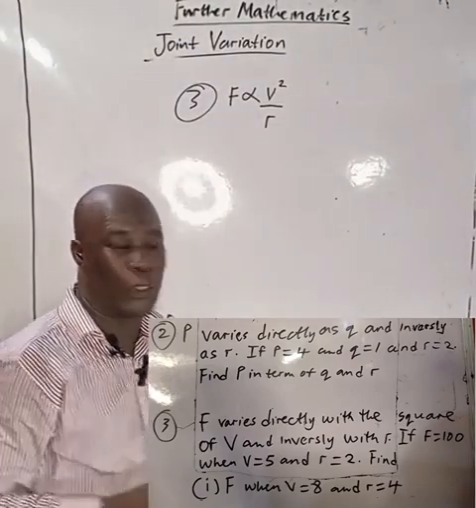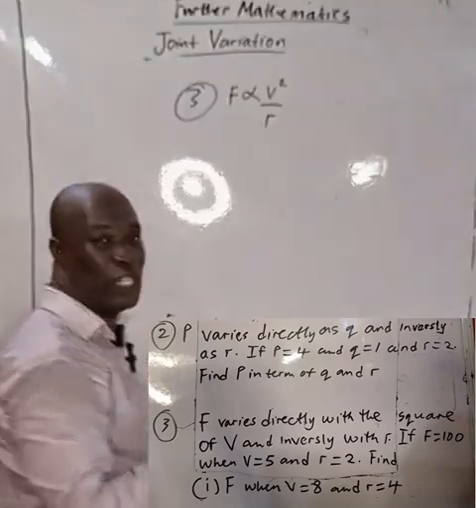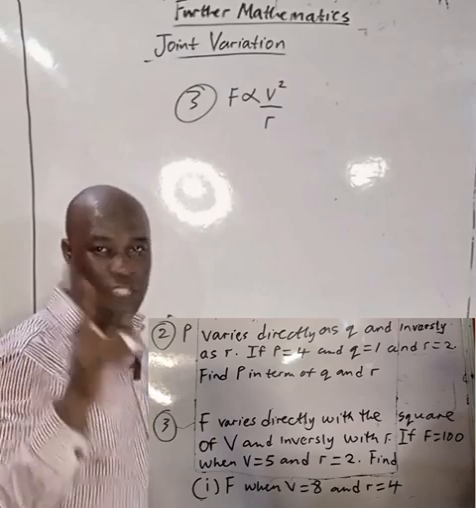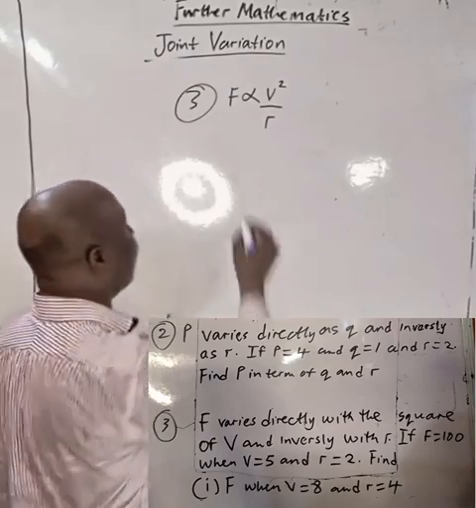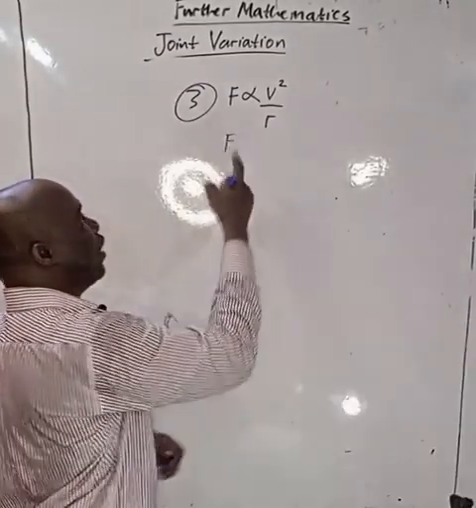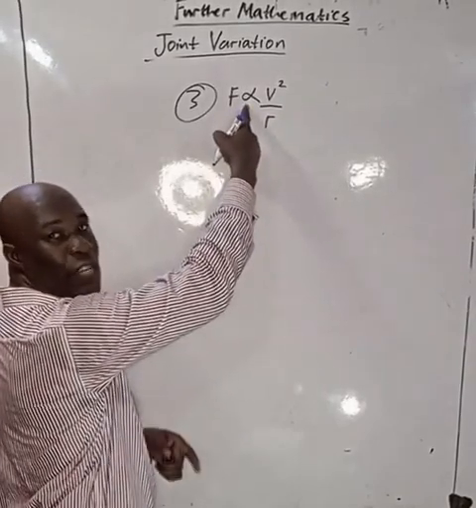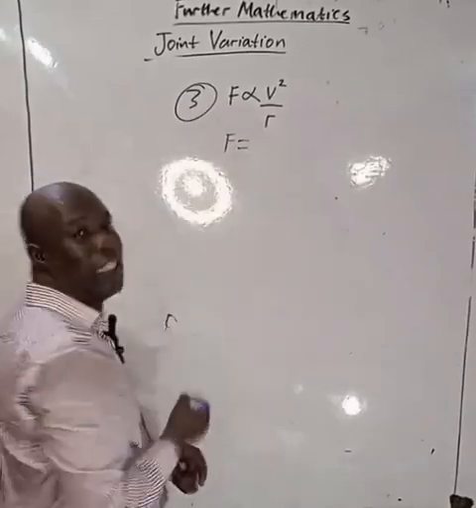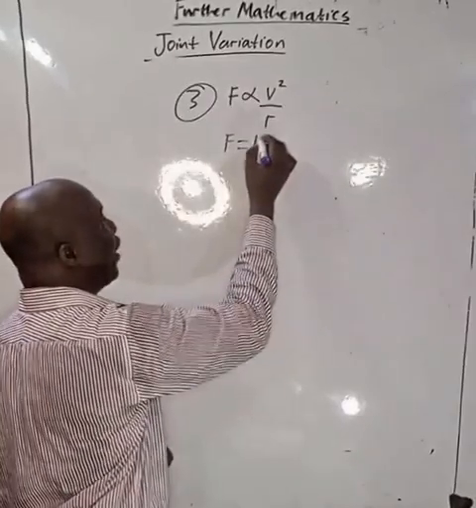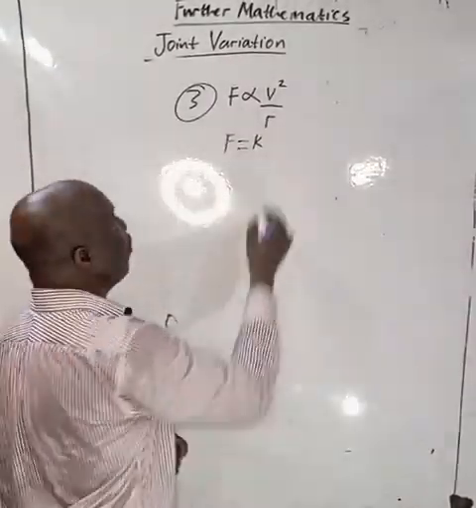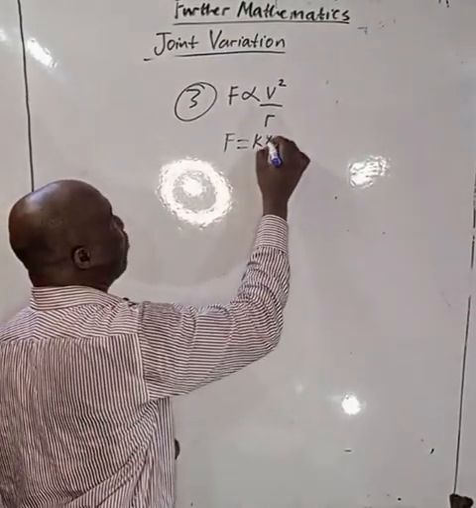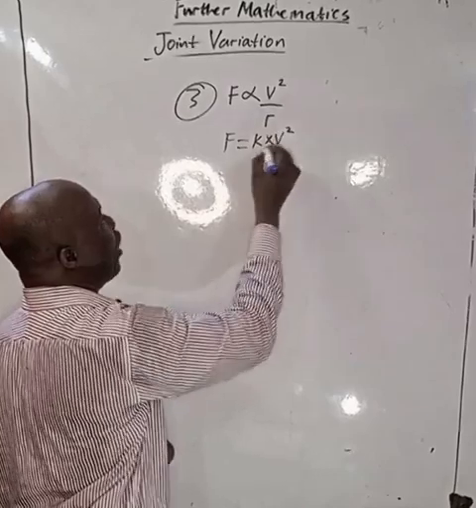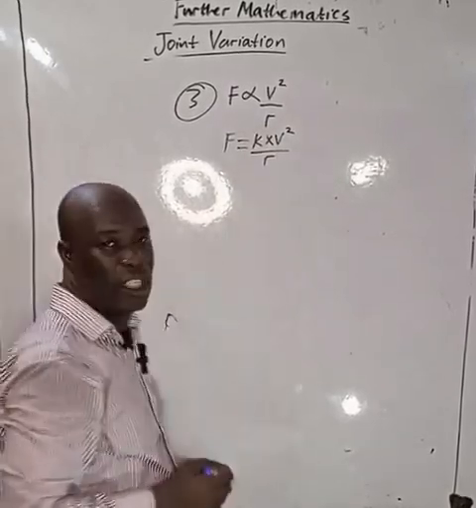So what else do you need to do? You introduce your constant, the letter K. You write F. This variation sign will change to an equal sign, and then you put your K here. Can you see your K? K multiplied by V squared over R. Can you see that now?